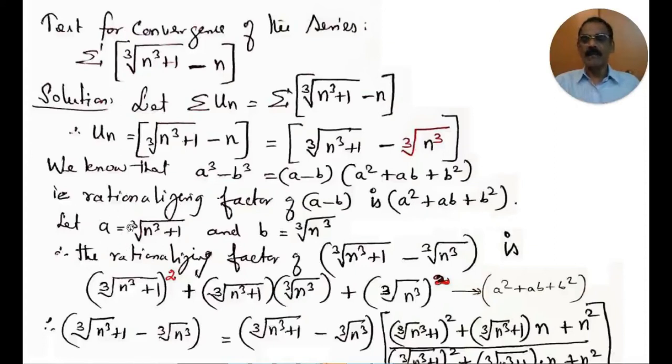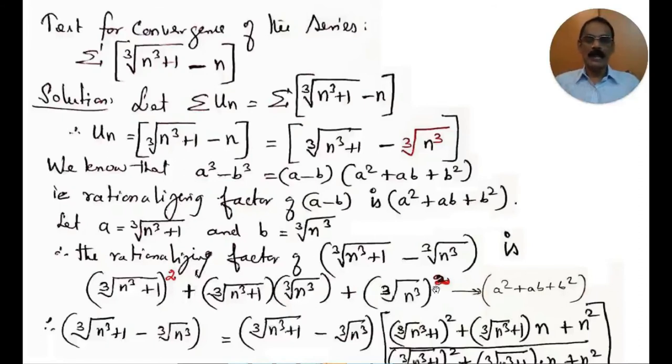Therefore, if you take a equals cubic root of n cubed plus 1 and b equals cubic root of n cubed, the rationalizing factor of cubic root of n cubed plus 1 minus cubic root of n cubed is cubic root of n cubed plus 1 whole squared, that is a squared, plus cubic root of n cubed plus 1 into cubic root of n cubed, that is a into b, plus cubic root of n cubed whole squared, that is b squared. So the rationalizing factor of un is cubic root of n cubed plus 1 whole squared plus cubic root of n cubed plus 1 into cubic root of n cubed plus cubic root of n cubed whole squared.